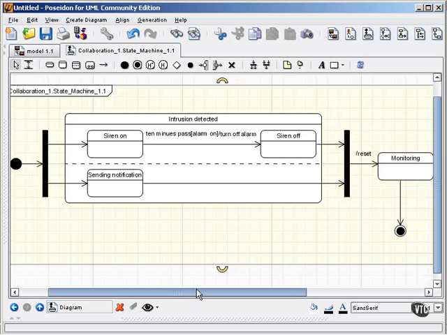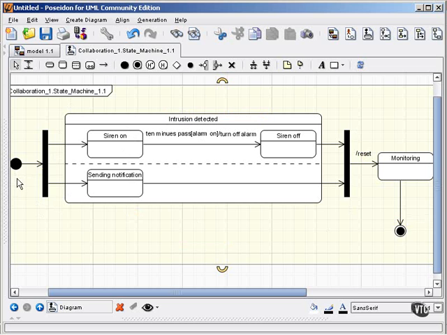This is the same orthogonal composite state that we were looking at in a different movie. For a burglar alarm system, in the intrusion detected state, these two states happen concurrently: siren is on, and the system sends notification that an intrusion has been detected. So these two states happen concurrently as part of the intrusion detected state. So we've added a fork and a join here to show that. This gives a stronger sense of concurrency.